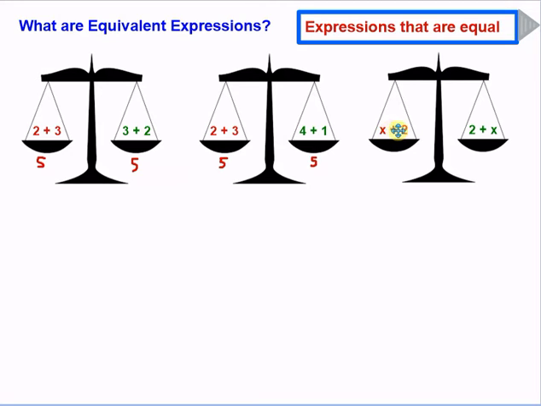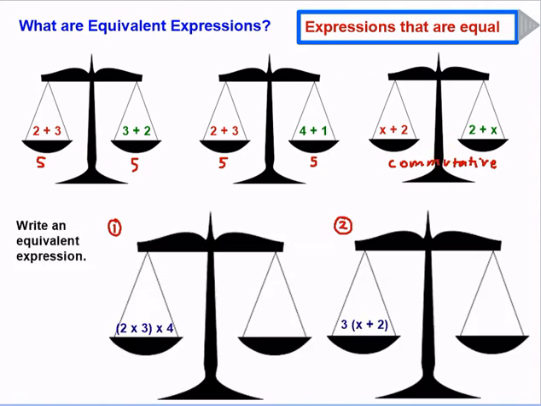So we could have traded out the 2 and the x to get 2 plus x, and these two would be the same, they would be equivalent by the commutative property. The commutative property. These numbers can commute back and forth and we get the same value. So all of these are equivalent expressions. Let's see if we can come up with an equivalent expression for these two examples.